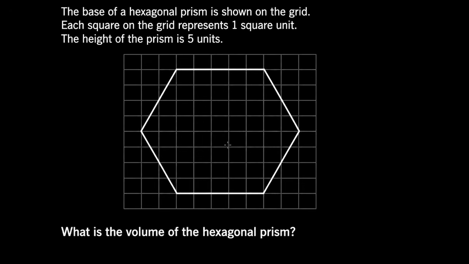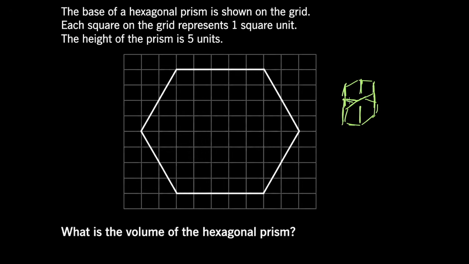All right, so let's just visualize what's happening. We have a prism where the base is this hexagon. So the base might look like that. And then it has a height of 5 units. So doing my best to draw that. And then the top of it will look the same as the base.